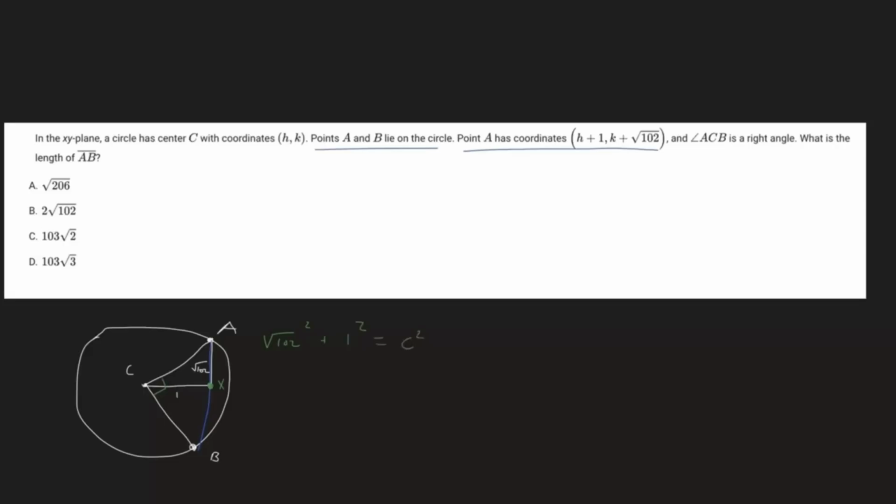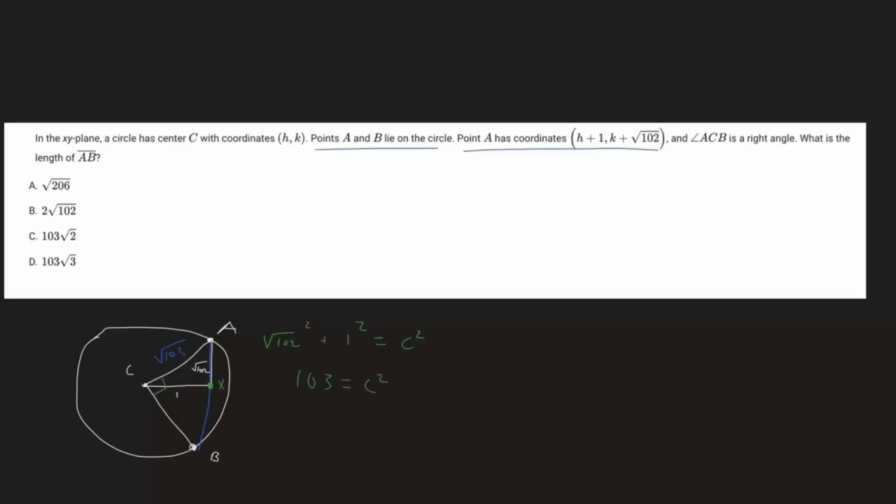So we end up getting 10² + 1 = c². So in reality, what we get is 103 = c². So we know that if we just take the square root of both sides, c is going to equal √103. So we found the side length of this side now, √103.